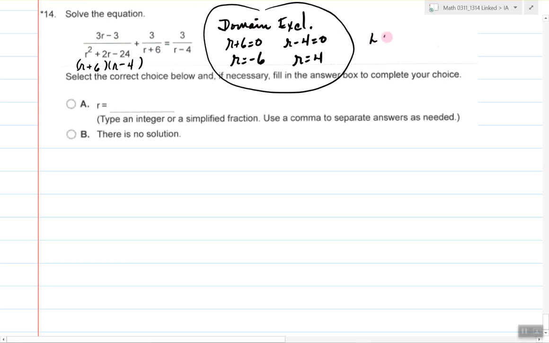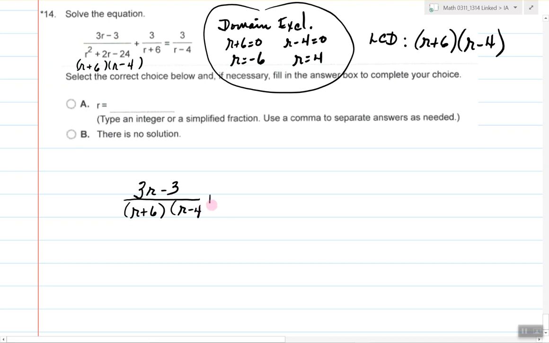But I need a least common denominator also. I now have everything in factored form, and I need an r plus 6 and an r minus 4 because I simply need one of every different kind of factor. So I have 3r minus 3 over, in factored form, r plus 6 times r minus 4 plus 3 over r plus 6 equals 3 over r minus 4. I've put those binomials in parentheses.